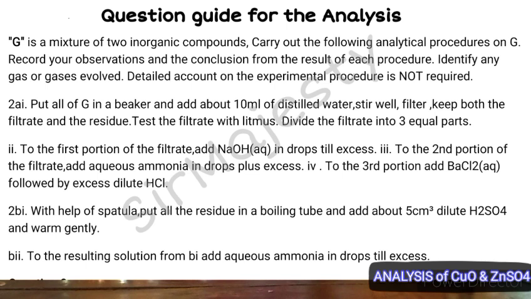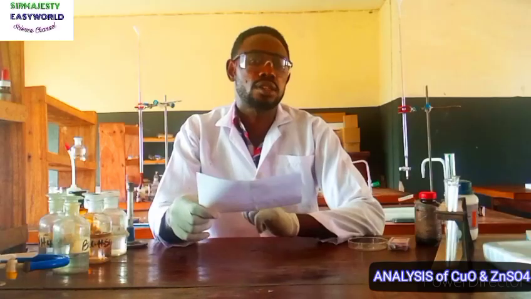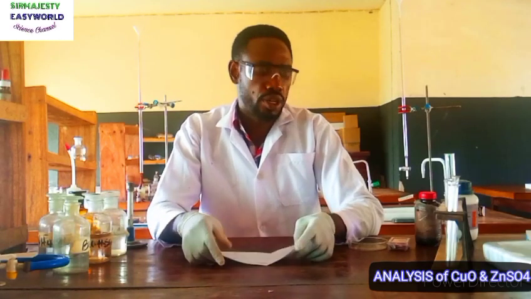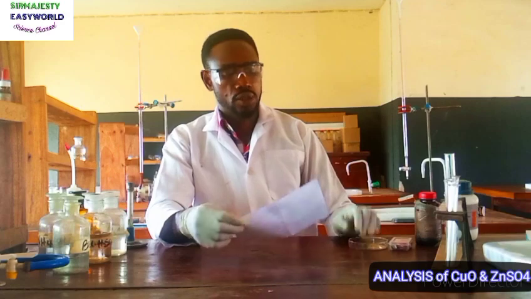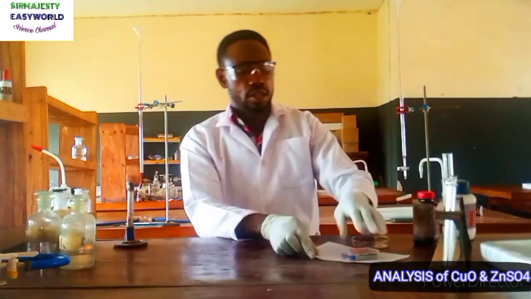Then the B part of it says, with the help of a spatula, put all the residue in a boiling tube and add about 5 cm of dilute H2SO4, that is dilute tetraoxosulphate(VI) acid, and warm gently. The following question now says to the resulting solution from BI, add aqueous ammonia in drops till excess. So this is the question guide we need in this analysis, and that's what I'll be using to analyze.